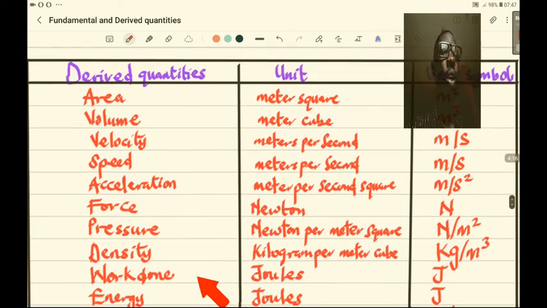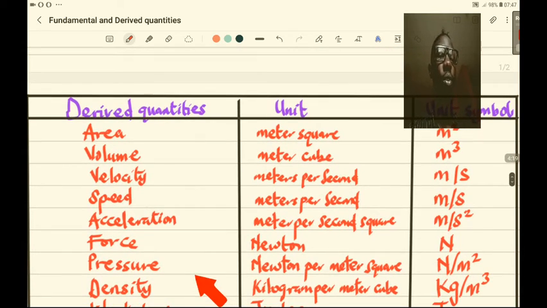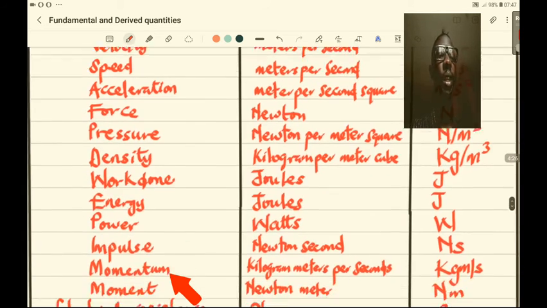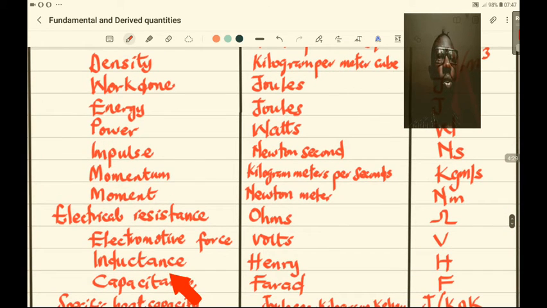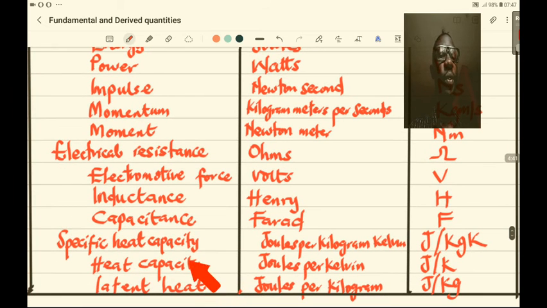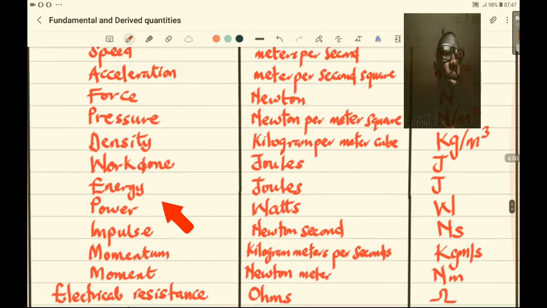So these are derived units. We have area, volume, velocity, acceleration, force, pressure, density, work done, energy, power, impulse, momentum, moment, electrical resistance, electromotive force, inductance, capacitance, specific heat capacity, and also latent heat. These are among those that we would mention now. There are many of them.